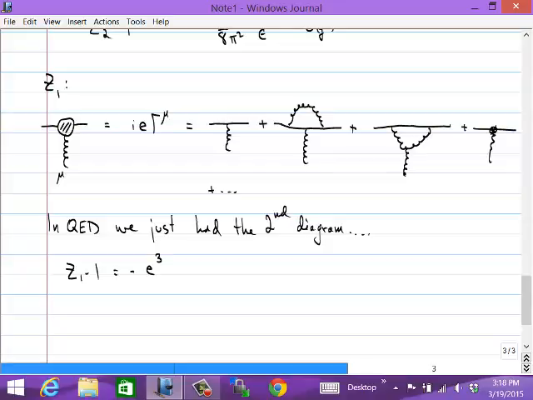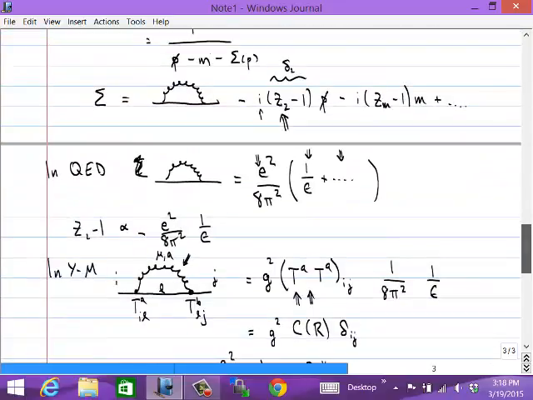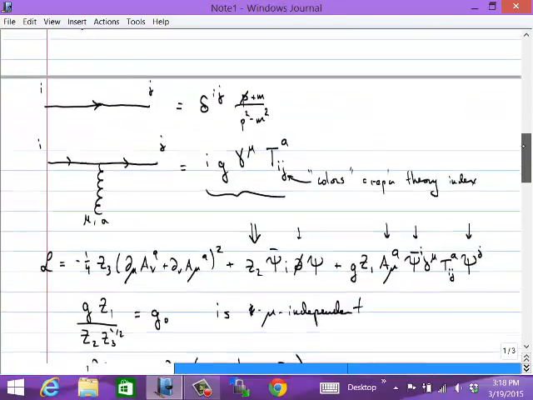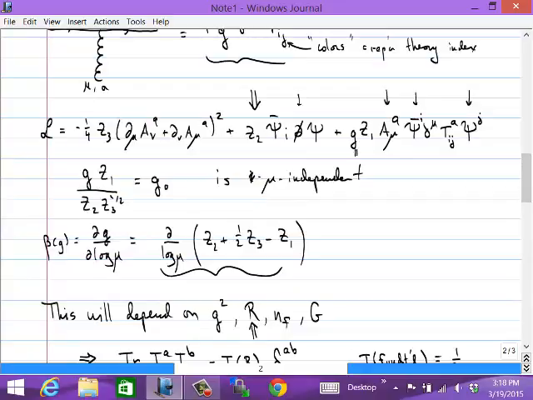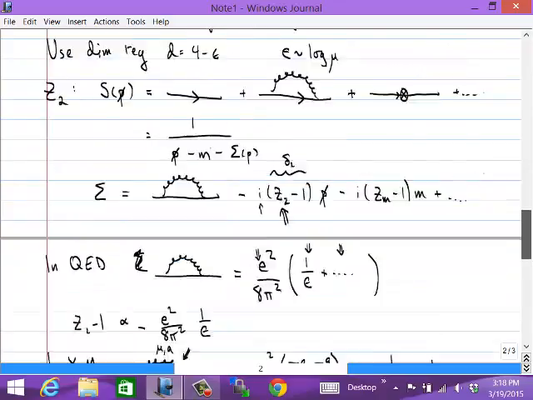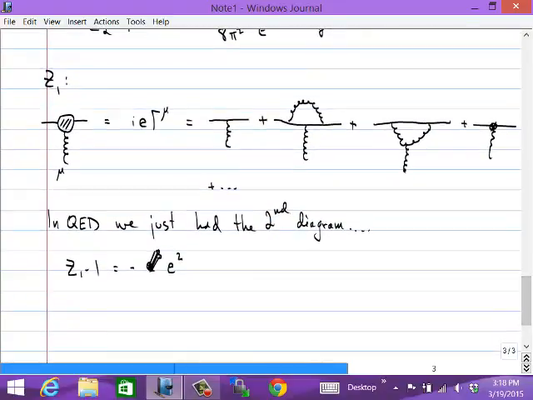Actually, sorry, we need to be a little bit more specific. It goes like E squared, because remember, when we define Z1, there's an explicit power of the coupling constant out front. So the total diagram goes like E cubed, so Z1 goes like E squared. So Z1 was E squared over 8 pi. There's that combination of E and pi again, times 1 over epsilon.